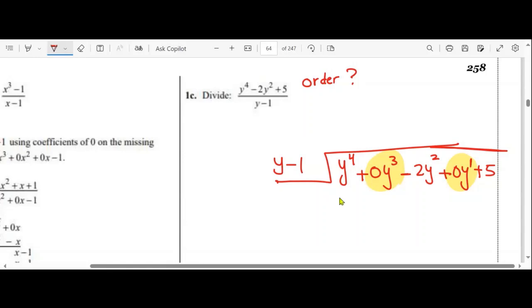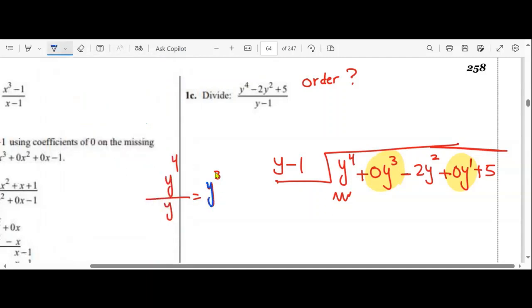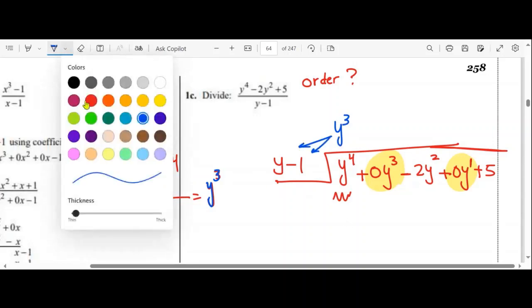Now we take the first term, divide by the first term. Which one is the first term? Y to the power of 4. Divide by y. How much? Y to the power of what? 3. So we take y to the power of 3 and put it where? And then multiply it how many times? Three times. Yalla, multiply. What do you get? Y to the power of 4 minus 2y.